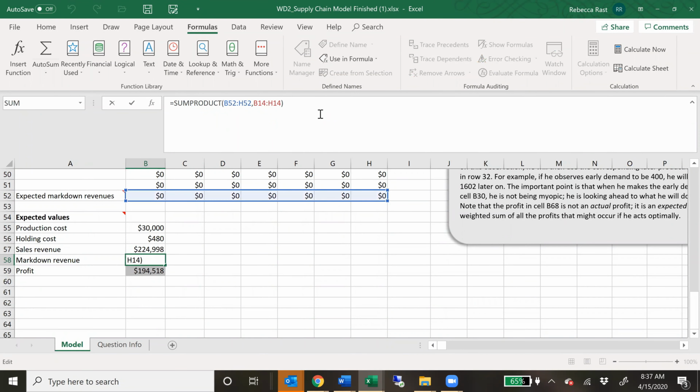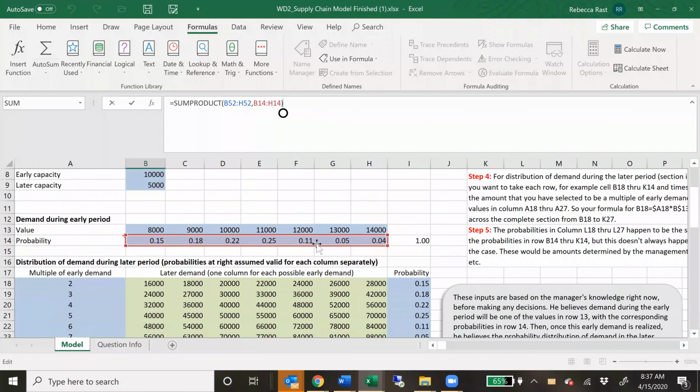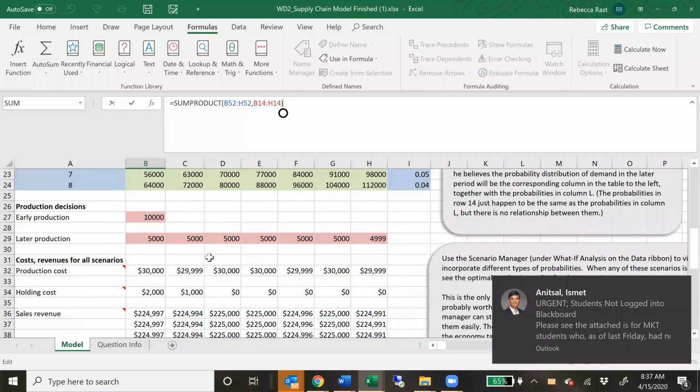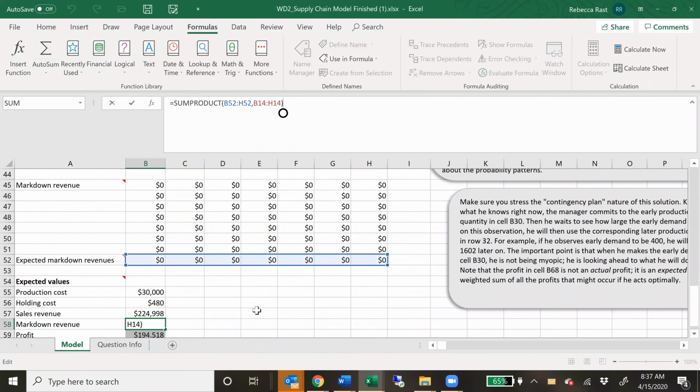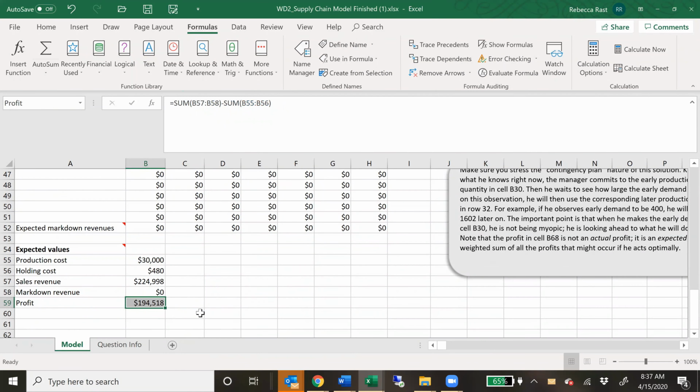And then this here is the markdown revenue. You can see you're taking the expected markdown revenue times, again, these probabilities up here to make sure you've done them correctly. And then you have this value down here, your total profit, where you have the sum of B57 to B58, which are your revenue amounts, and you're subtracting your cost amounts from that to get your total profit.